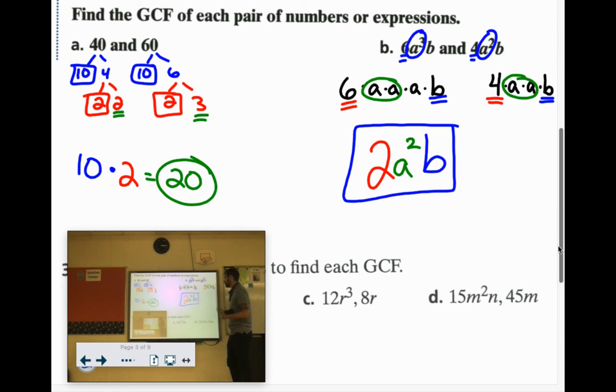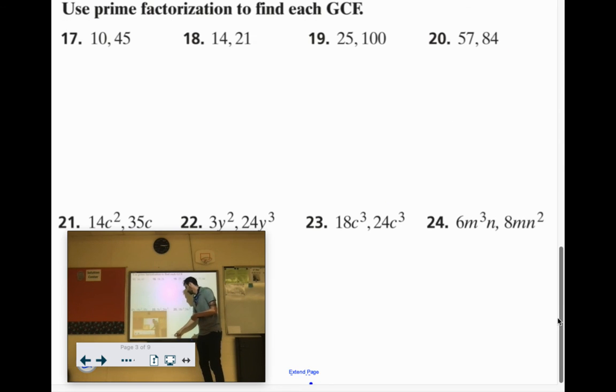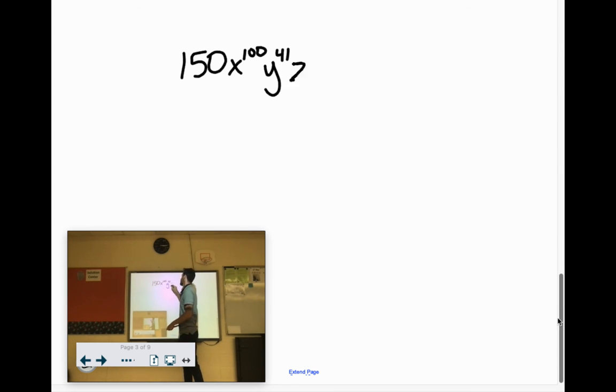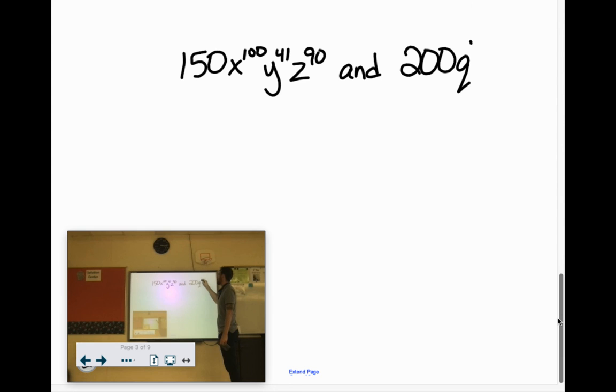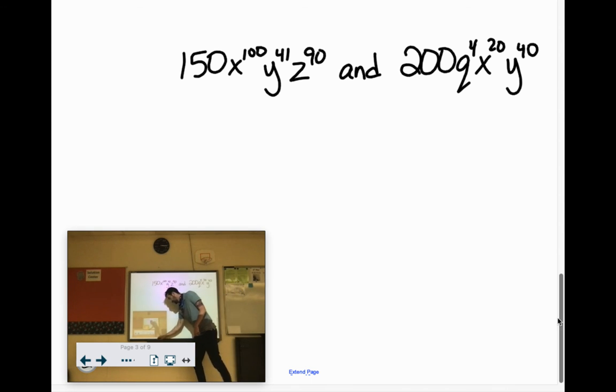So let's make up a ridiculous one. This will be truly, truly ridiculous. And this will be our last example. Let's say 150 x to the 100th, y to the 41st, and z to the 90th. And we're seeing what that has in common with 200 q to the 4th, x to the 20th, y to the 40th. All right, let's just look at the numbers in front initially.